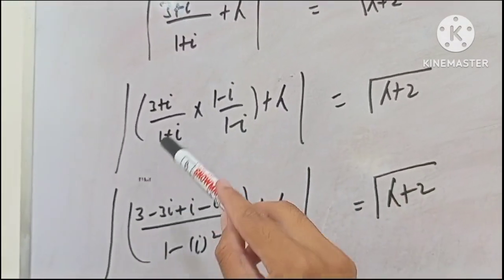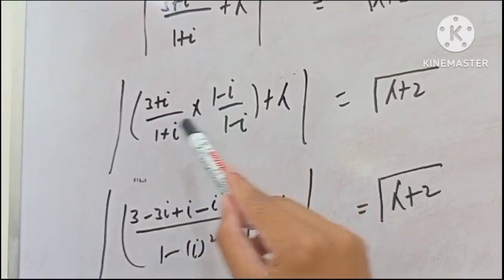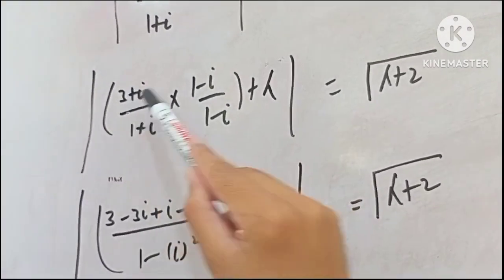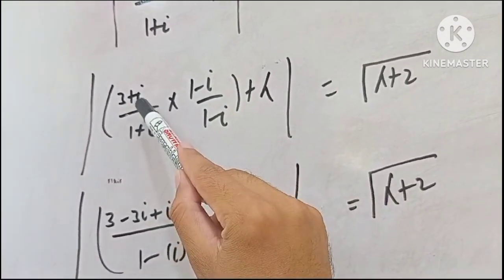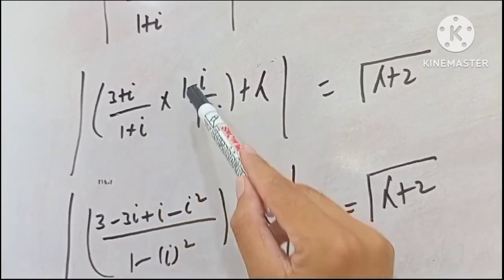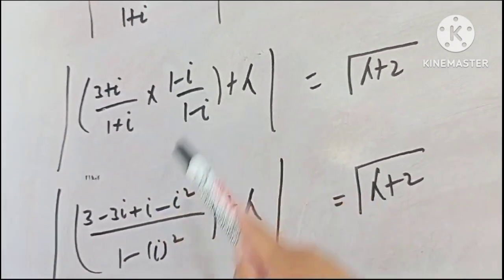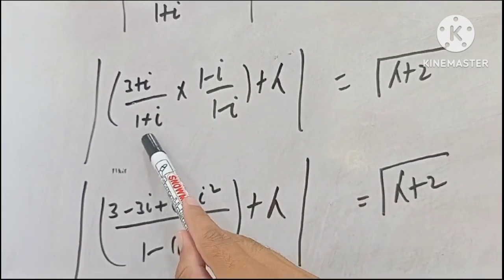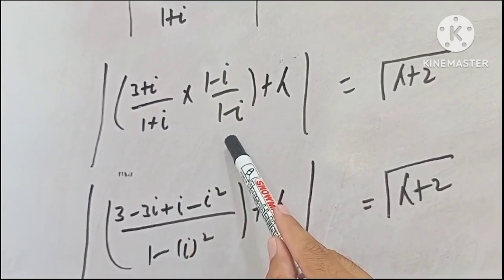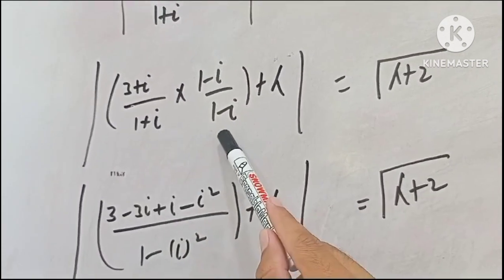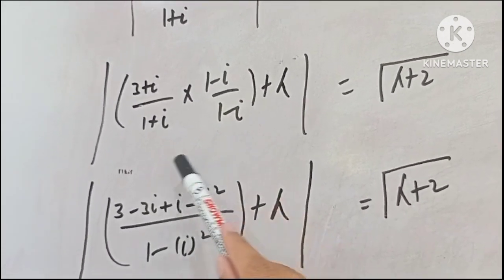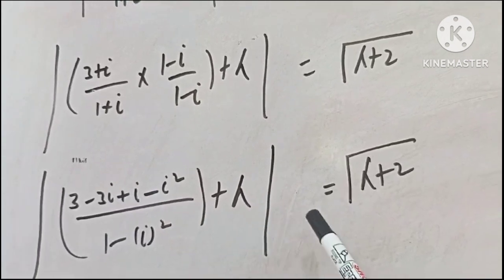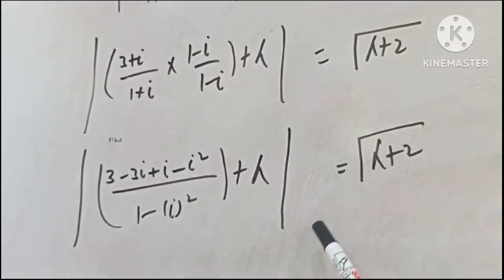Now multiplying 3 plus i with 1 minus i. First of all multiply 3 with 1 minus i: 3 into 1 is 3, 3 into minus i is minus 3i. Now i with 1 minus i: i into 1 is i, plus minus minus i² over (1 + i)(1 − i). a plus b into a minus b is equal to a² minus b². So 1² minus i² plus lambda, mod, is equal to lambda plus 2.